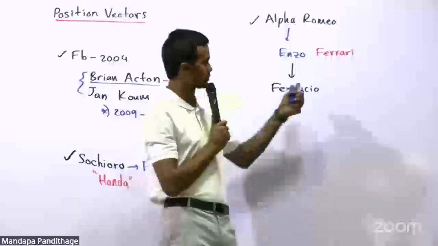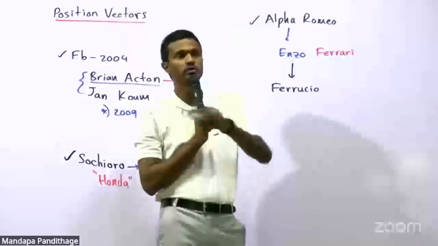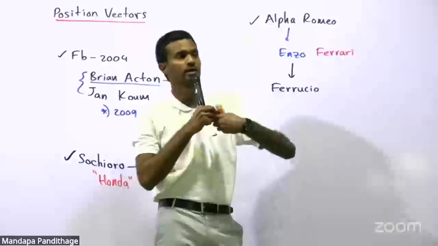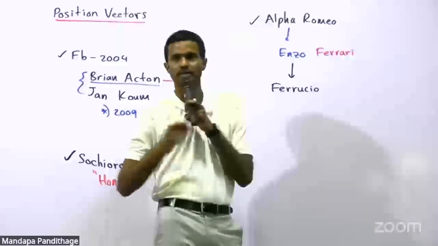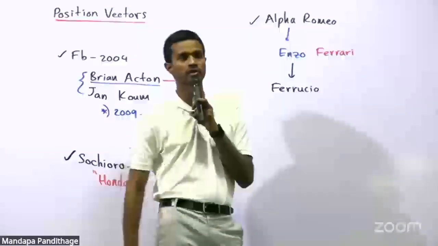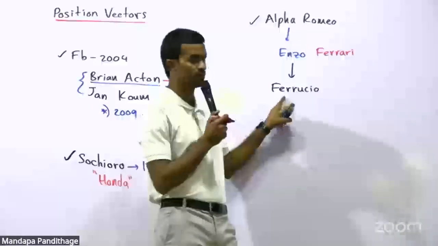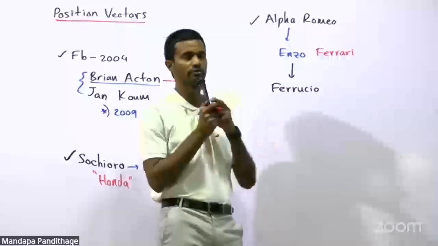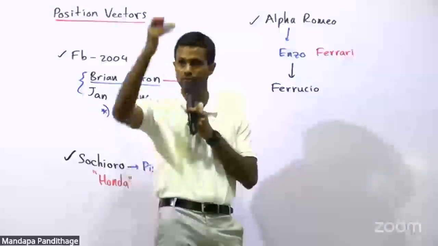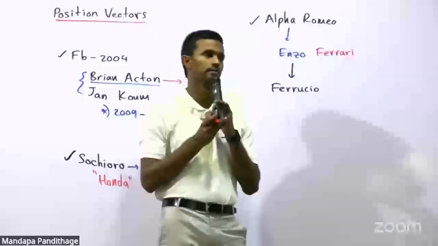So what has Enzo told Ferruccio? He has told him, you make your own tractors, I'll make my cars. So that's what Enzo told Ferruccio. That is mentioned even in Ferruccio's autobiography, that Enzo told him, you make your tractors, I'll make my cars.